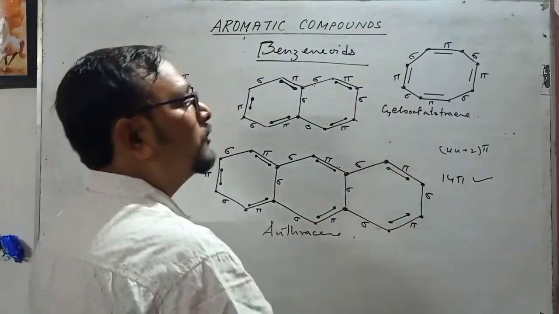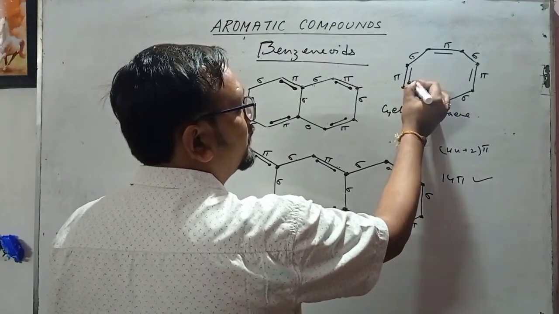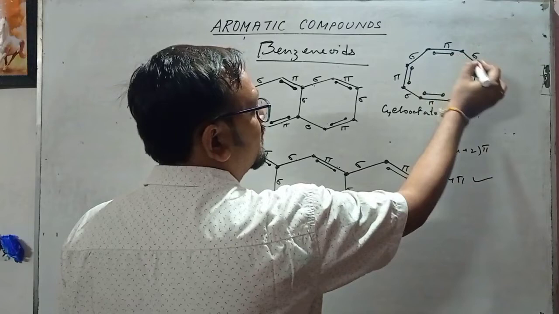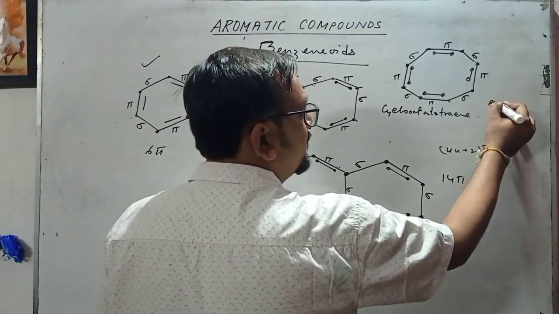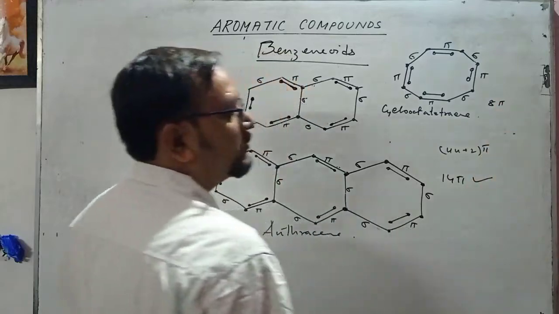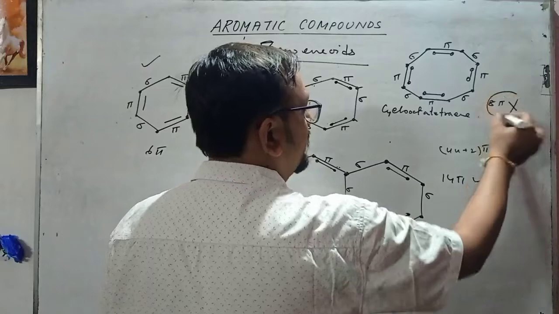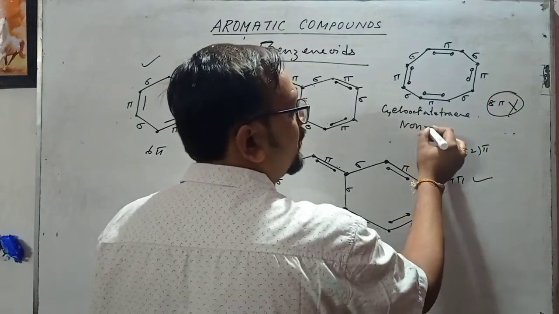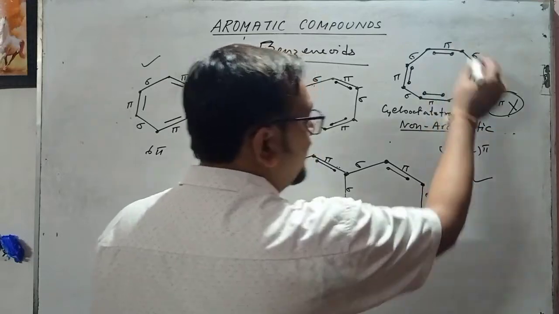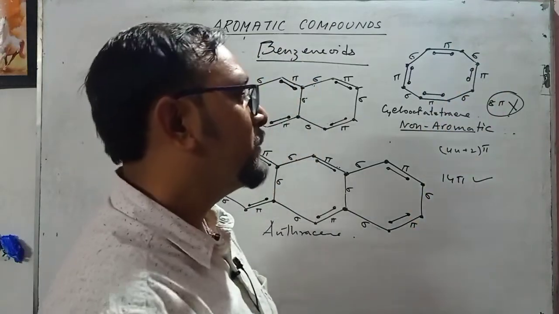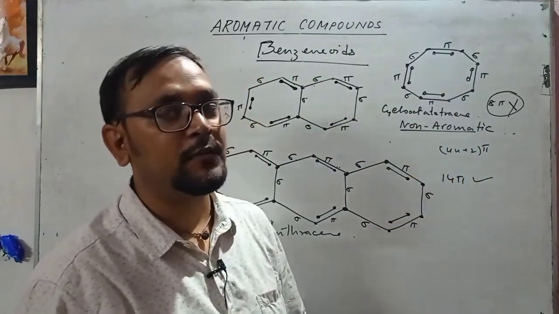Let's find out. So how many pi electrons? 1 2 3 4 5 6 7 8. 8 pi electrons are there. So in the 4n plus 2 rule, 8 is not there. So it is non-aromatic. Understood? Although it satisfied the other conditions, since it is not following Huckel's rule, this is a non-aromatic compound.